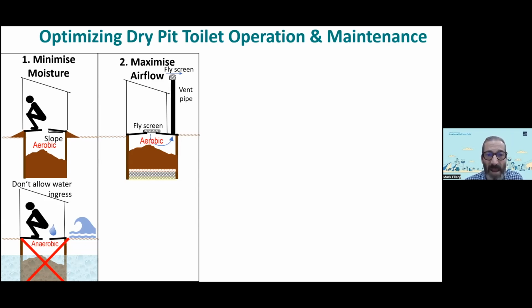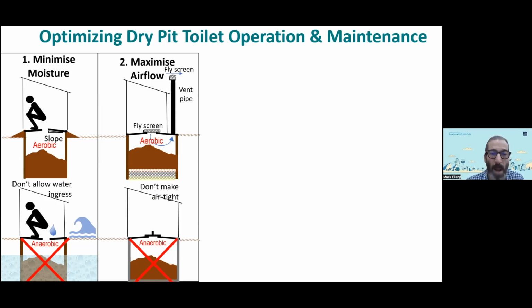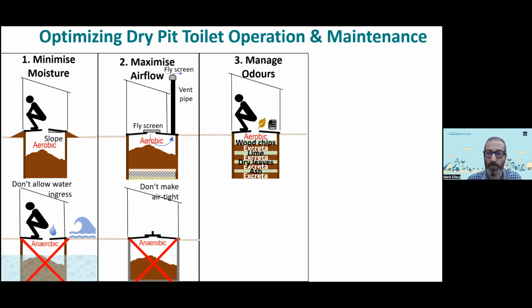The key is maximizing airflow, and there are multiple ways that you can do that, but putting a cover on the pit is like closing the vent on a chimney. It reduces the airflow and it inhibits the formation or the establishment of the aerobic bacteria and aerobic processes.